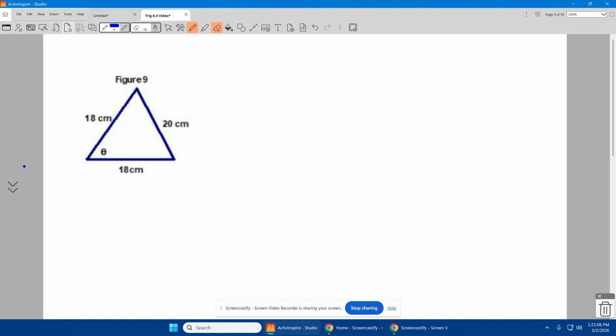Figure 9, they gave us all three sides of the triangle. They want us to find the missing angle, theta. This is a law of cosines problem, which is c squared is equal to one leg squared plus the other leg squared, take away 2 times a times b times the cosine of the angle. You and I are trying to find that angle right there. Every other number we're going to be given.